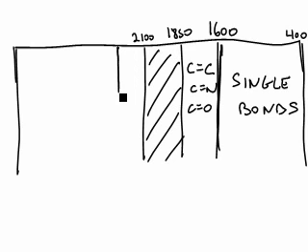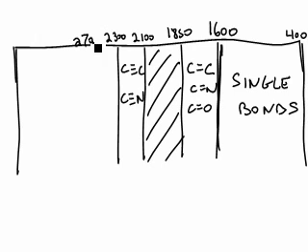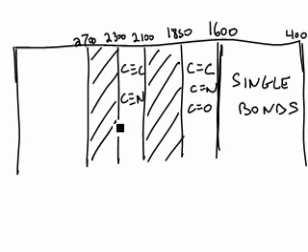Between 2100 and 2300, we have the region of triple bonds. These are even stiffer than double bonds. Carbon-carbon, carbon-nitrogen. We don't have carbon-oxygen triple bonds. Then between 2300 and 2700 is again another region that is fairly empty. And then finally, this is where all of the bonds to hydrogen show up, XH.